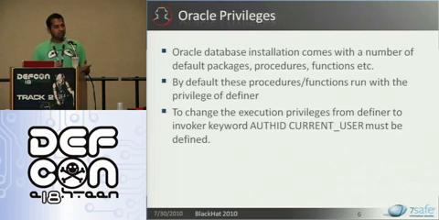An easy way to understand this is to compare this with SUID files in Linux. Like SUID files in Linux run with definer privileges, similarly, you have these procedures and functions by default running with definer privileges. So to change that mode of execution from definer to invoker, you must declare the keyword authid current_user in the declaration of that particular procedure or function.